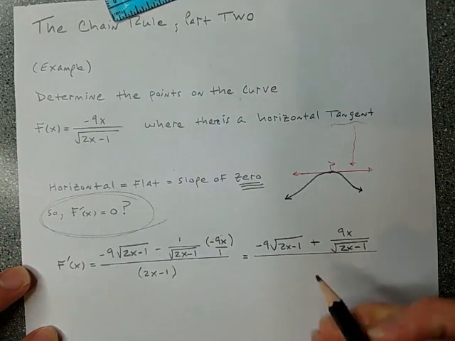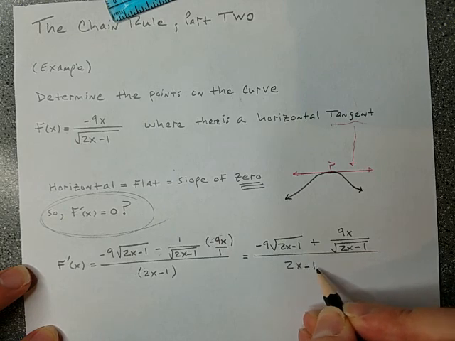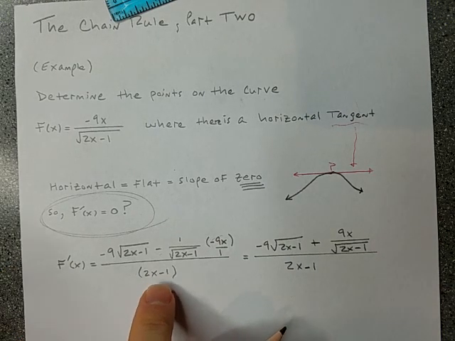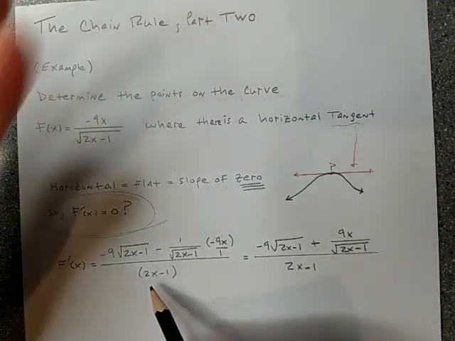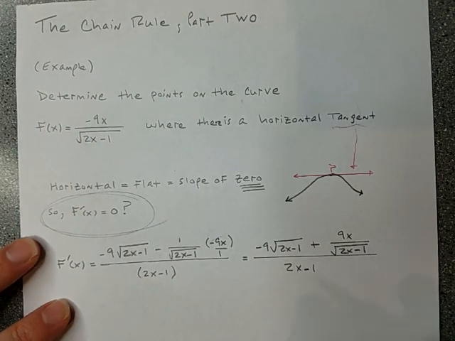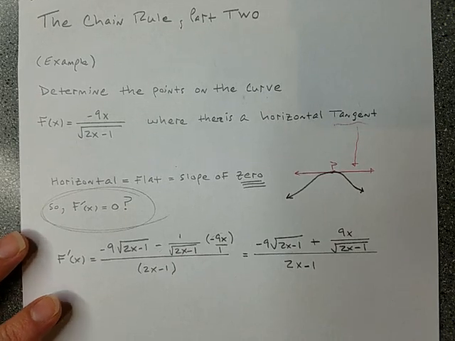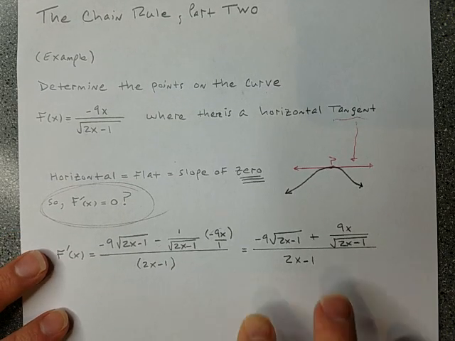All right, and then I got this 2x minus 1 down there. I don't know why I put parentheses on it. I didn't need to there. It's not wrong to do that, but there's no need to do it either, so I'll write it like this. Okay, now, what do we do from here?